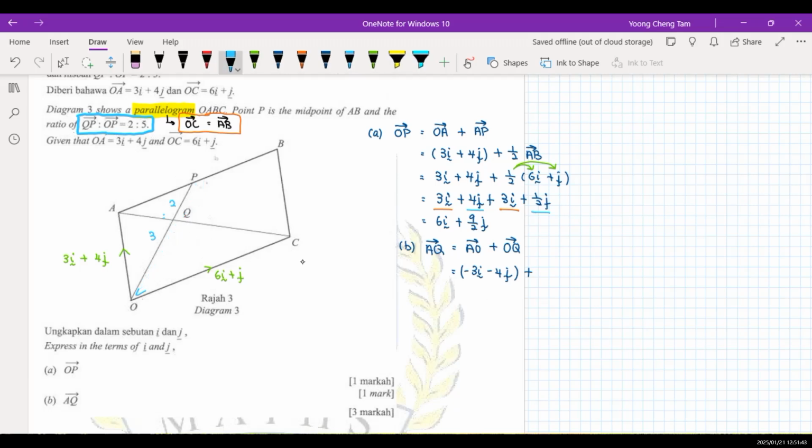So if you look at the vector OQ, the ratio is 3, right? So the fraction is 3 over 5. Because 3 plus 2 is 5, so the total ratio is 5, and for OQ, the ratio is 3. Of course, here you need to put OP. After that, you can remove the bracket.